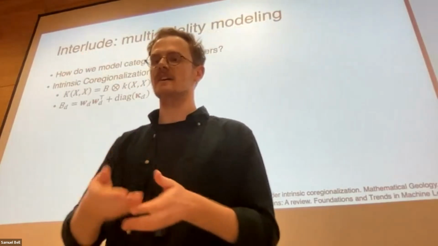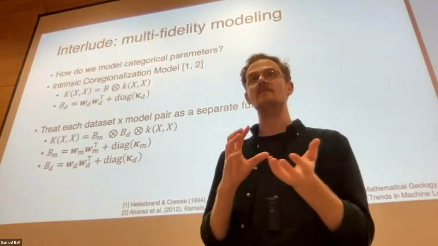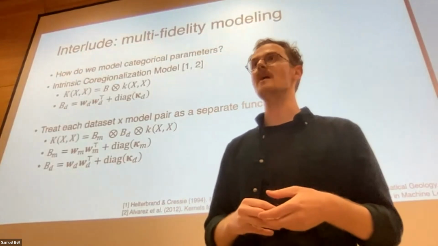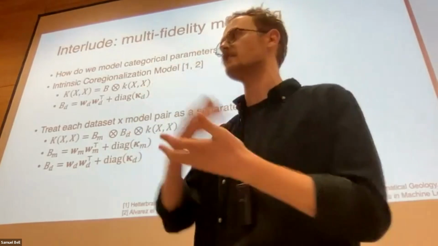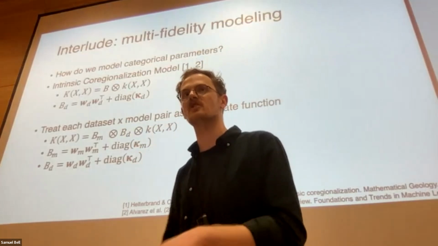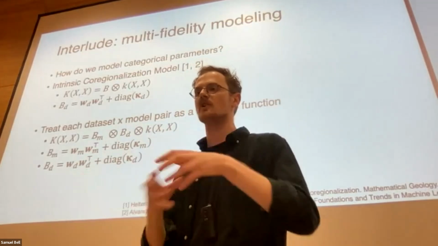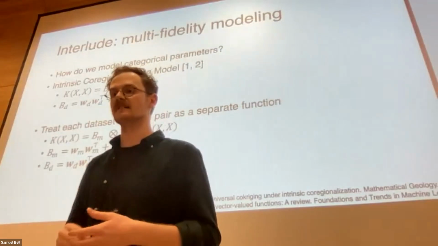And what we're going to do is think of each data set and model pair as a separate function, a separate output function. So I think in terms of multi-fidelity modeling, you're normally thinking there's an obvious difference in fidelity, like a sense of granularity, something that's cheap to execute and something that's expensive to execute. Whereas in this case, there's no ranking like that. We're just saying each data set and each model are different fidelities.